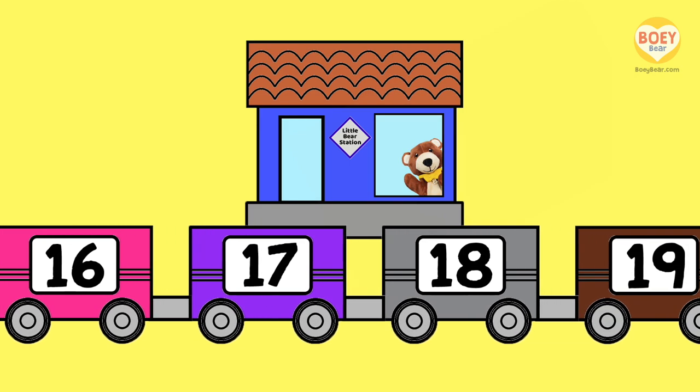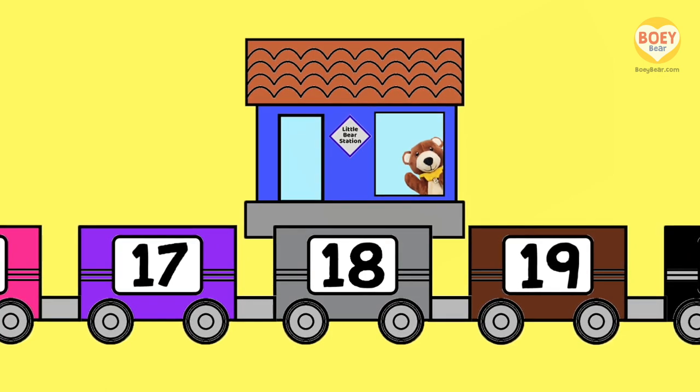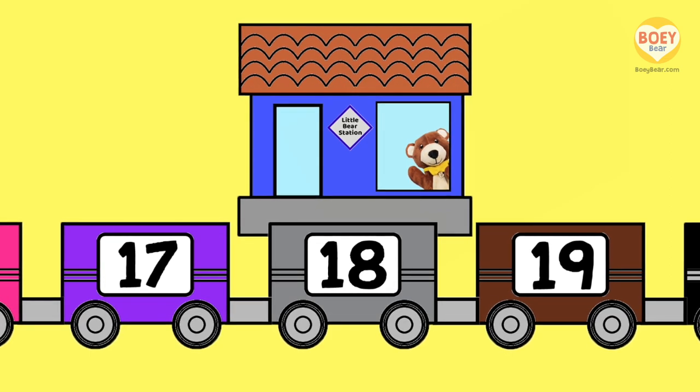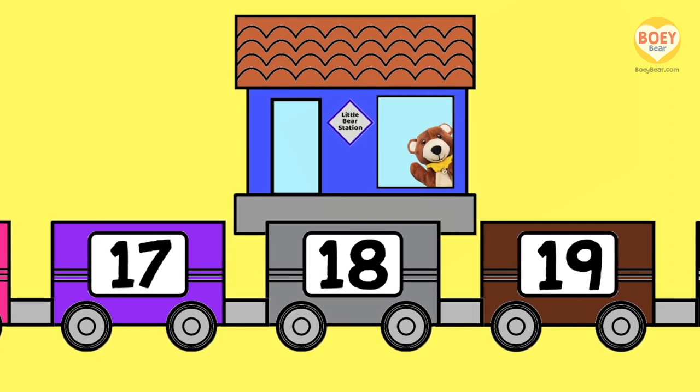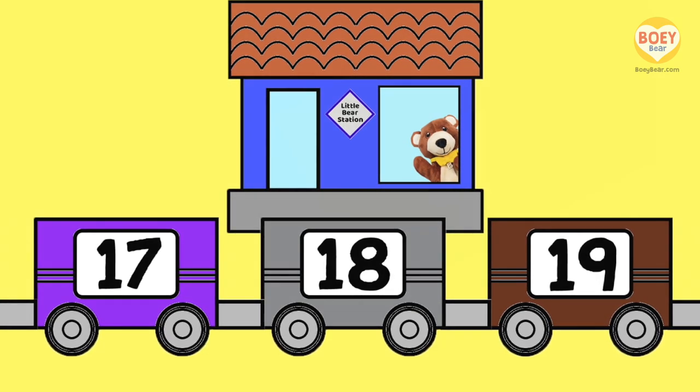1, 2, 3, 4, 5, 6, 7, 8, 9, 10, 11, 12, 13, 14, 15, 16, 17. Ooh, it's slowing down. Today's number is 18. Can you say 18? Great. Now let's count the number.